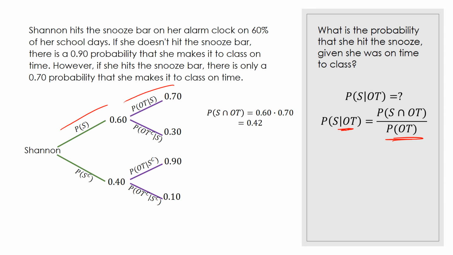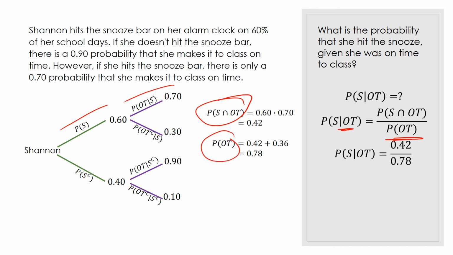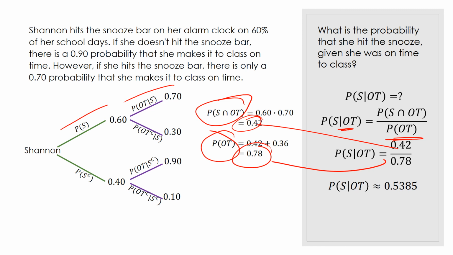Okay? Now, what about P of OT? Well, that was the ultimate question that we had in the last prompt. That was summing together all of the different ways that she was on time, and that was 78%. So now all we have to do is realize this is my numerator, this is my denominator. Go ahead and plug them in to our formula. 0.42 divided by 0.78, and that's going to tell me that Shannon hit the snooze button given she was on time on 53.85% of any occasion. And that's how we can really start to wrap our heads around complex probability utilizing tree diagrams and just a couple of very simple formulas and start to ask really, really interesting questions.